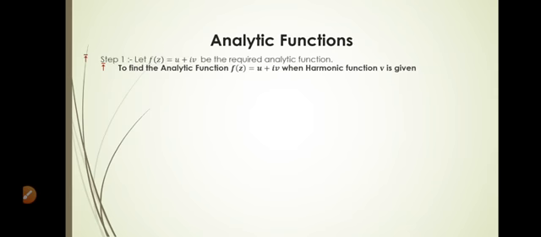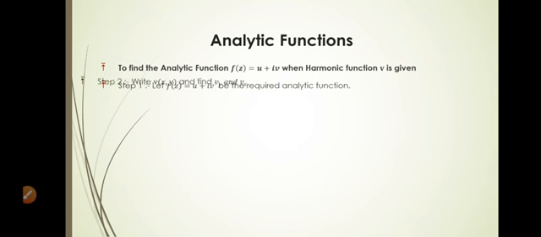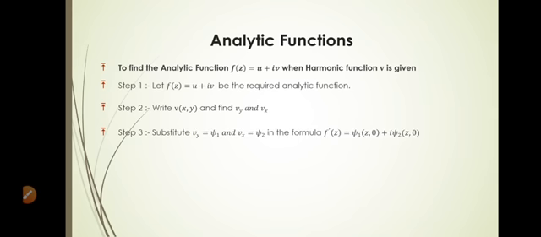Now the second method, to form the analytic function if the imaginary part v is given as a harmonic function. The procedure is very similar to finding the analytic function f of z when its real part is given. So find vy and vx, and call them psi1 and psi2. Apply the Milne-Thomson method with the formula f dash of z equal to psi1 of z comma 0 plus i times psi2 of z comma 0. Integrate both the sides with respect to z, and you will get the required analytic function.